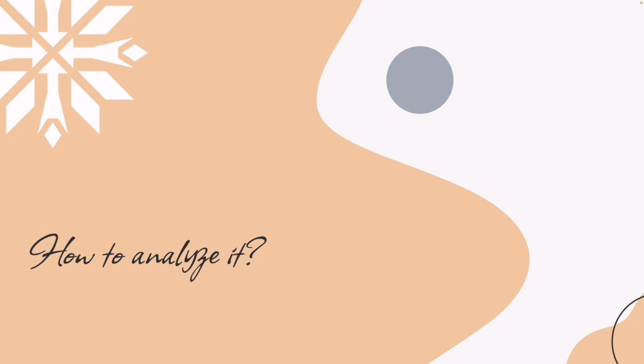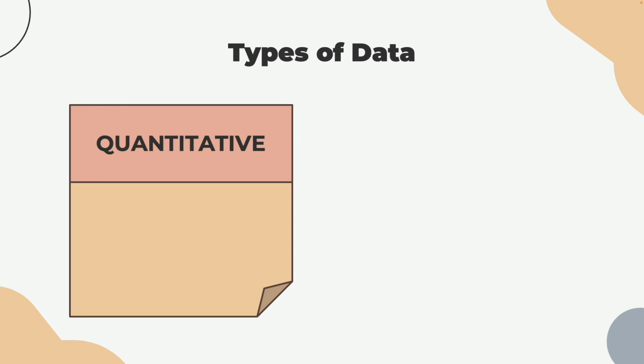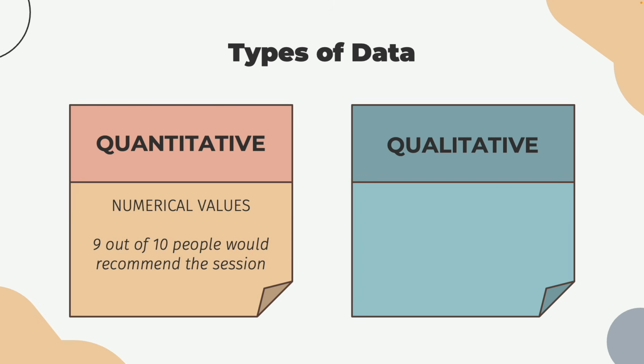How to analyze it? There are 2 types of data you'd normally collect at this stage: quantitative and qualitative. Quantitative data looks at numerical values. For example, 9 out of 10 people would recommend the session. And qualitative data analyzes text. For example, 3 people recommend increasing the length of the session. No need for a Sherlock Holmes magnifying glass here.